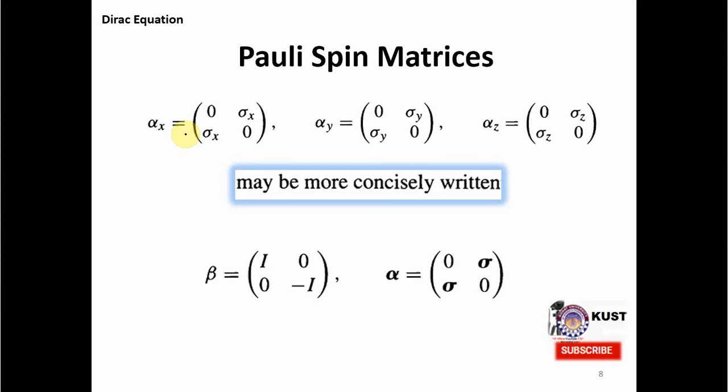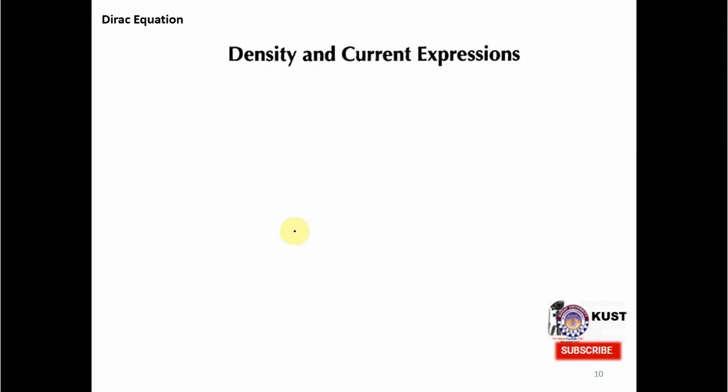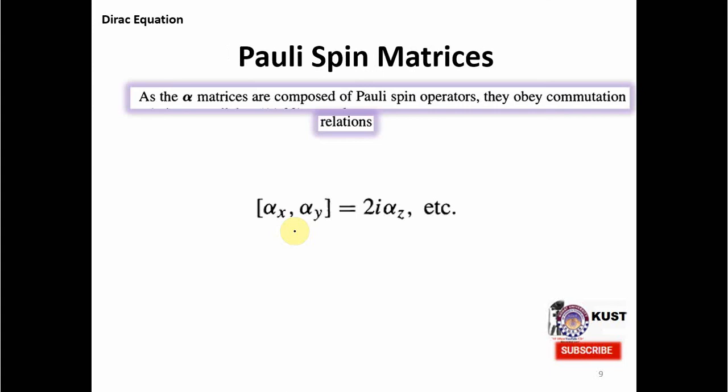After explaining the matrices: these are sometimes also called the gamma matrices. They are very famous, popular matrices with the name Dirac gamma matrices. Here we denoted them with alpha and beta, but they are also known as gamma matrices. As the alpha matrices are composed of Pauli spin operators, they obey commutation relations, like the commutator of alpha x and alpha y is equal to 2i alpha z. If you check this for these matrices, you will find that they obey these relations.